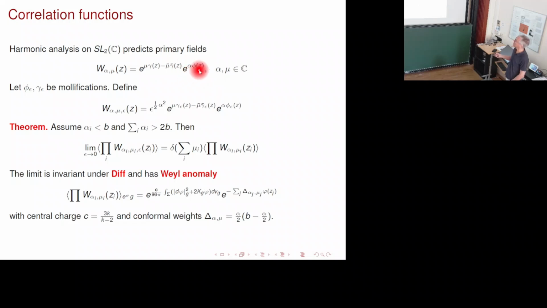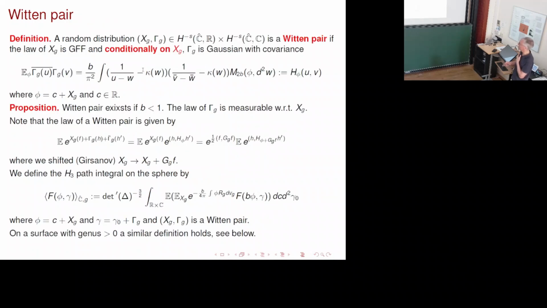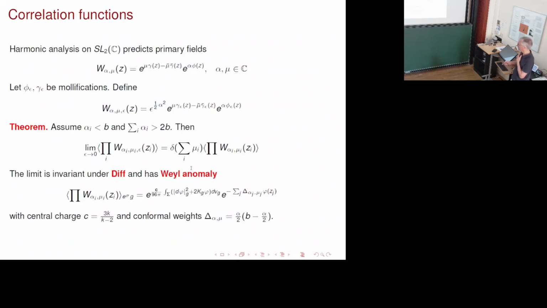Remember in Liouville, Maurice was telling you the primary fields were exponentials of phi. And here there are an alpha and a mu, which can be complex numbers. And again, these have to be defined; they have to be renormalized. If you modify the fields, it turns out that the gamma doesn't actually need modification, but the phi does, and the modification is just epsilon to some power depending on the alpha parameter here. Okay, so if you do that and plug it into the definition we have here, then the result is that the limit exists.